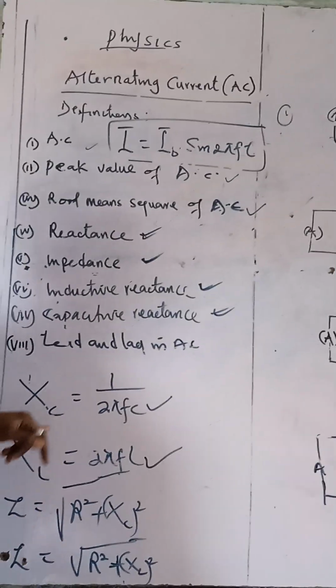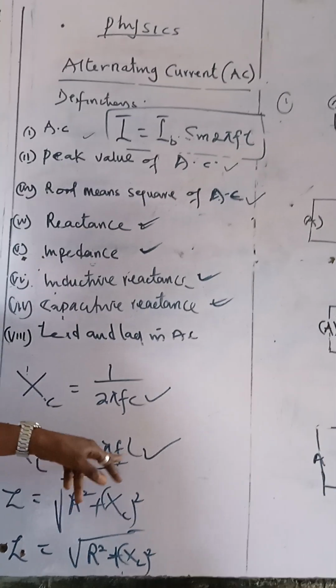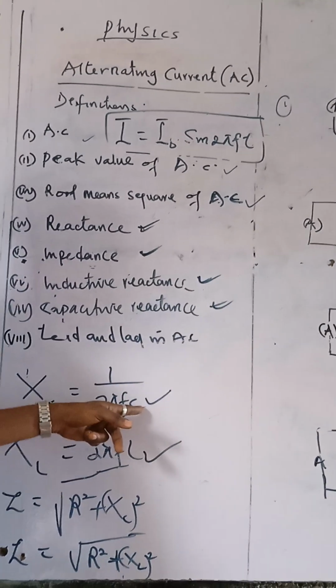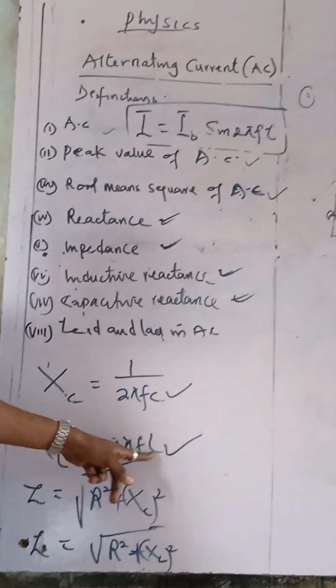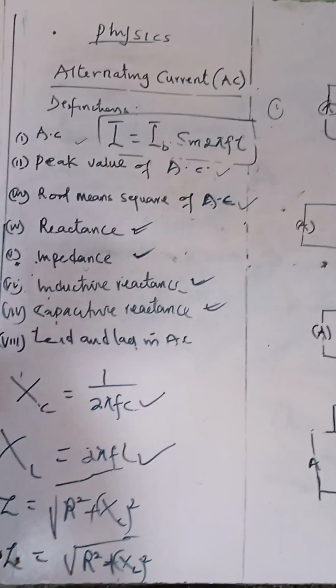While inductive reactance has this formula, 2 pi FL. Where C is capacitance and L is what? Inductance.